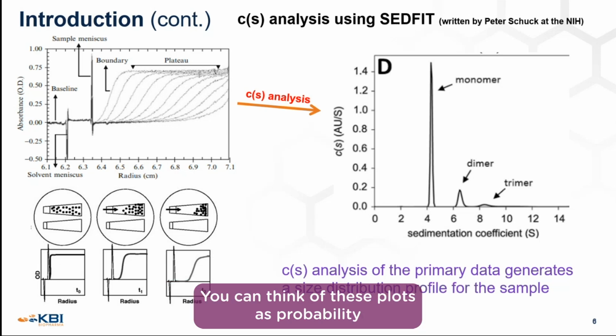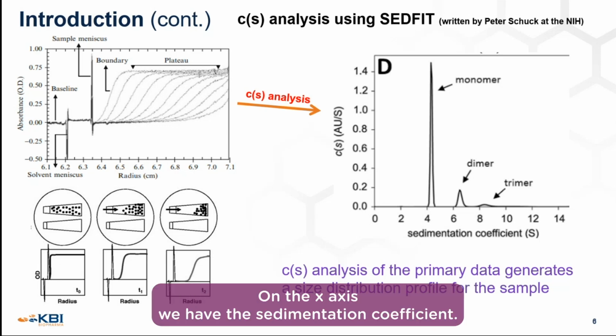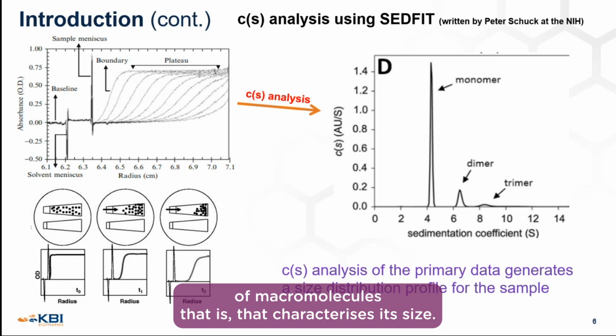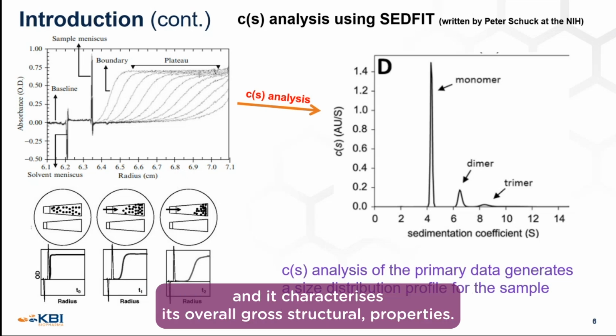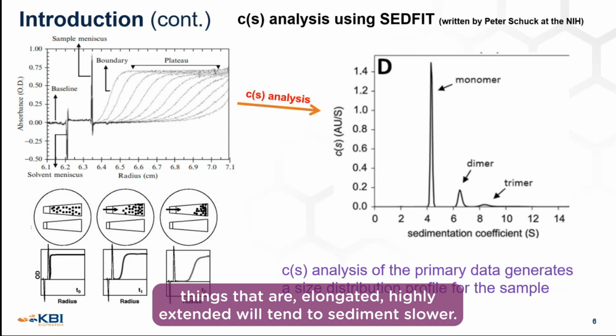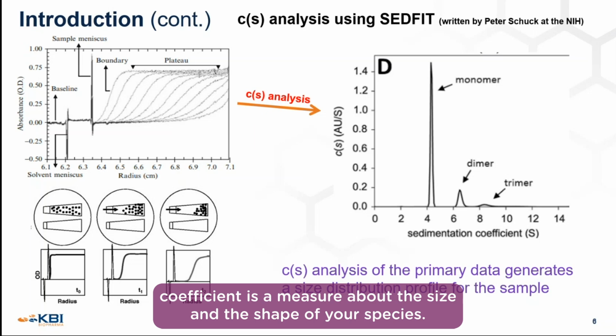You can think of these plots as probability density functions or histograms, if you will. On the x-axis, we have the sedimentation coefficient. The sedimentation coefficient is a physical property of a macromolecule that characterizes its size. Bigger things have bigger sedimentation coefficients, and it characterizes its overall gross structural properties. So things that are compact, like spheres, will sediment faster. Things that are elongated, highly extended, will tend to sediment slower. So the sedimentation coefficient is a measure of both the size and the shape of your species.